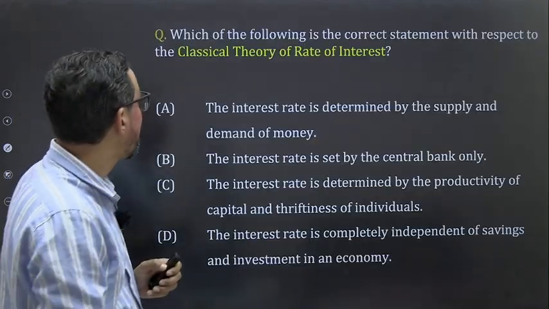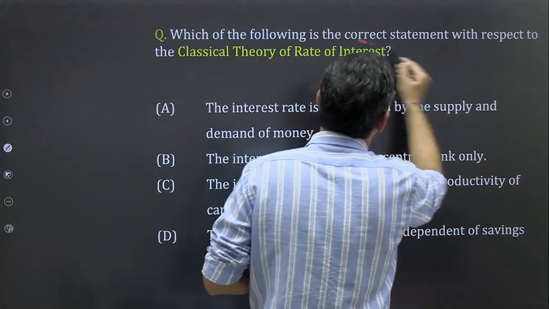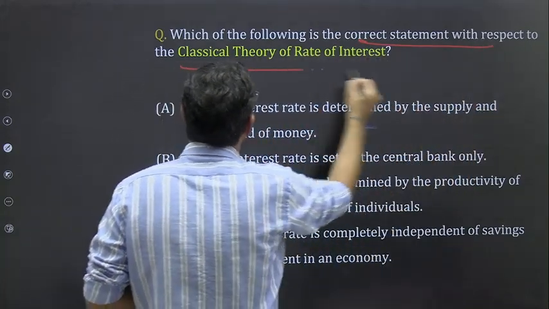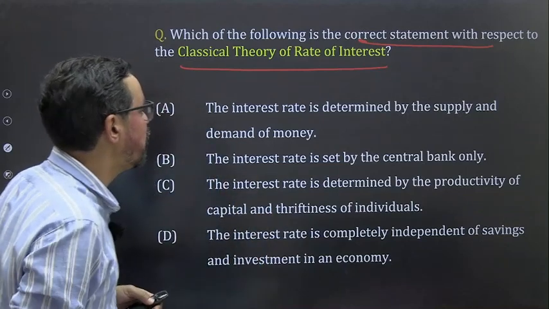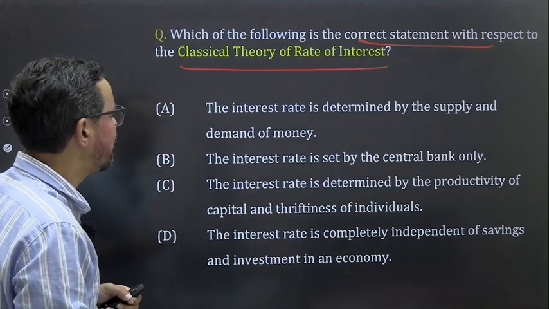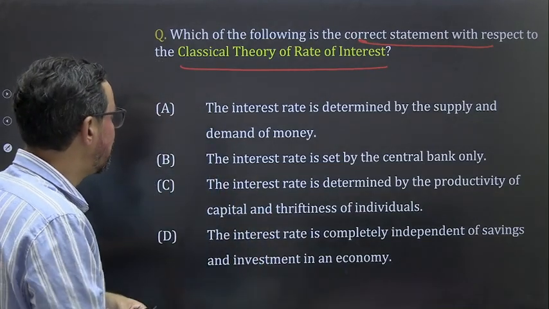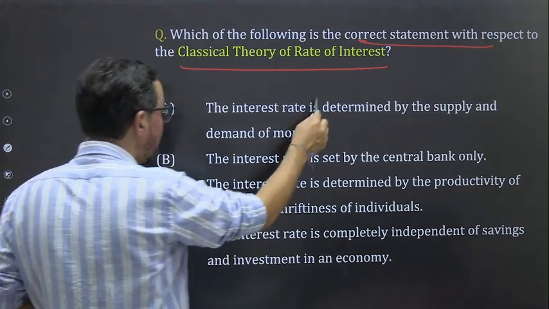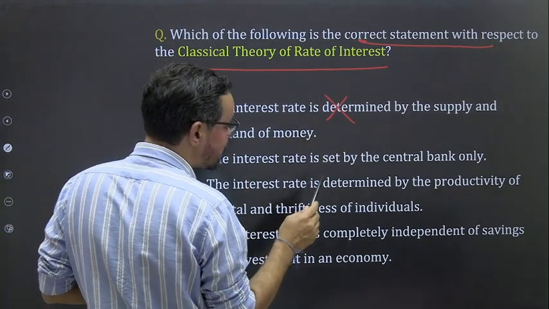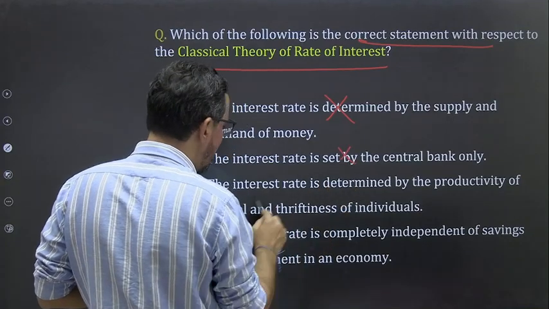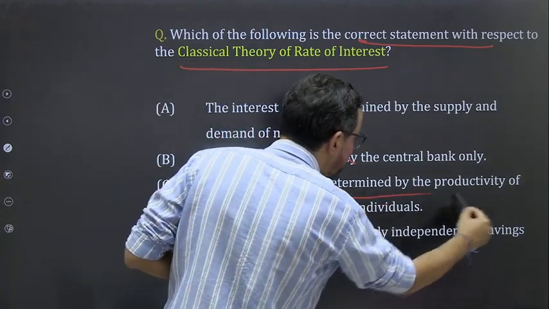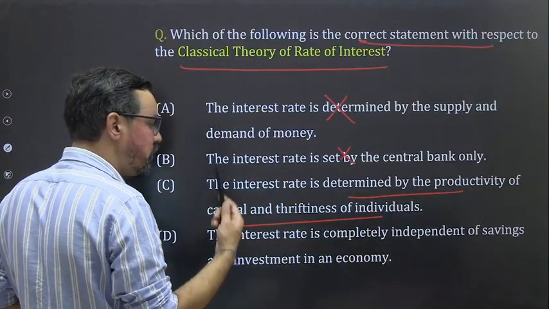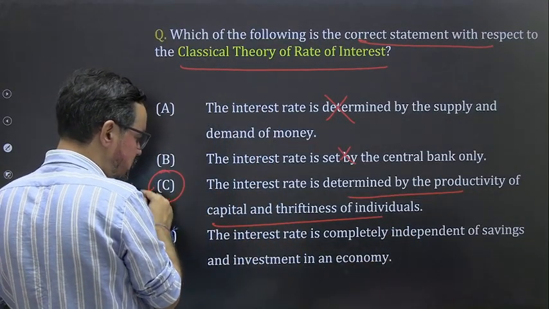Next one. Which of the following is the correct statement with respect to classical theory of rate of interest? Again, it is something related to individuals and how their consumption is done. The interest rate is determined by supply and demand of money? No. The interest rate is set by a central bank? No. The interest rate is determined by productivity of capital and thriftiness of individuals. Okay, so option C will be the right answer.